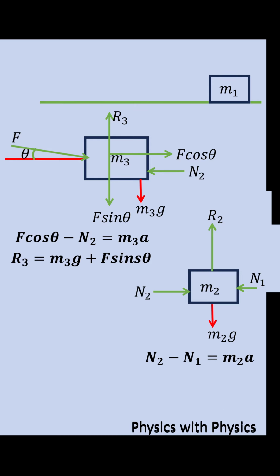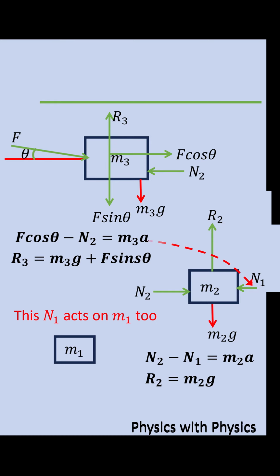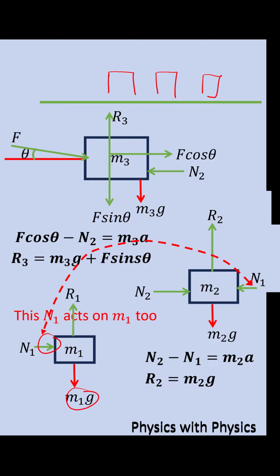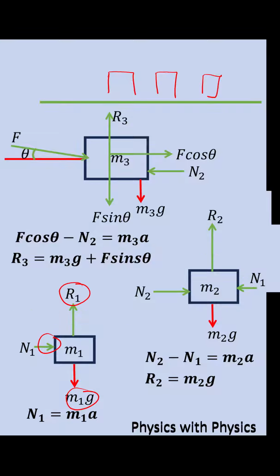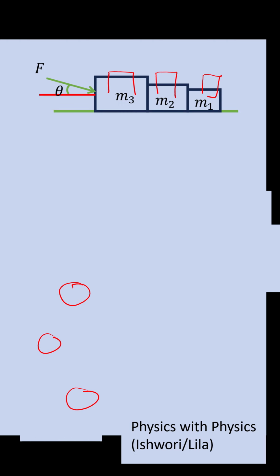We can write it very easily. Now for M1, the masses are arranged like this: M3, M2, and M1. This is the normal force N1, this is weight, and this is the normal reaction R1. Okay, N1 equals simply M1a. And for the vertical direction, R1 equals M1g.